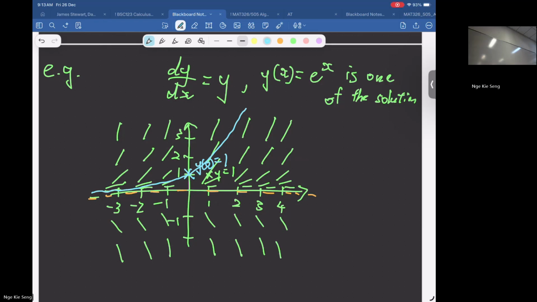So from this graph, there are more solutions that satisfy dy over dx equals y, right? For example, minus e to the x also works. It should be something below the x-axis, following this line and coming down. There are more solutions to it. Maybe you can choose the solution y equals negative e to the x.